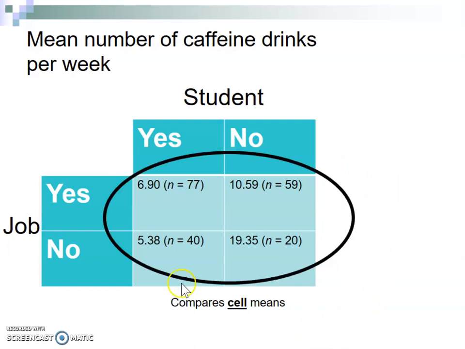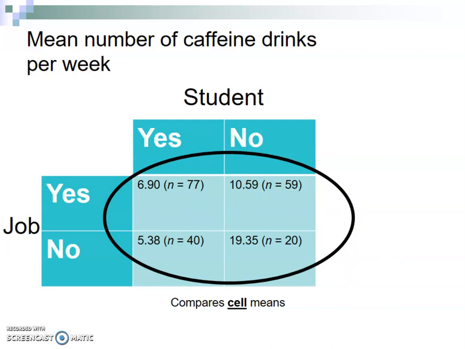So the interaction is going to look at comparing each of these cell means to each other and really looking to identify if there's a specific combination of being a student or not and having a job or not in determining that you are going to drink a lot more caffeine or a lot less caffeine. So it's really looking to see, is there a specific combination of these two factors that really affects caffeine consumption? So these are the different means that we'll be comparing in our interaction.